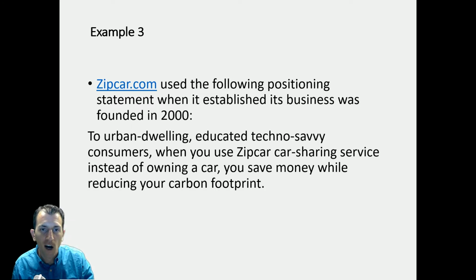Yeah, Zipcar.com. To urban dwelling, so people that are in urban areas, educated, techno-savvy consumers, because you need a smartphone, you need to register for an account. When you use Zipcar, the company, car sharing service, that's what it is. Instead of owning a car, you save money while reducing your carbon footprint. So another example of a positioning statement.